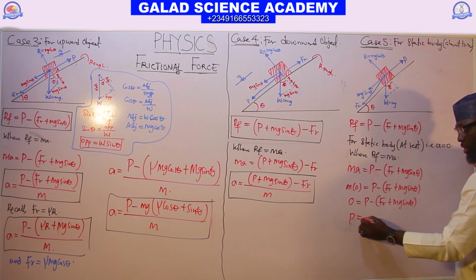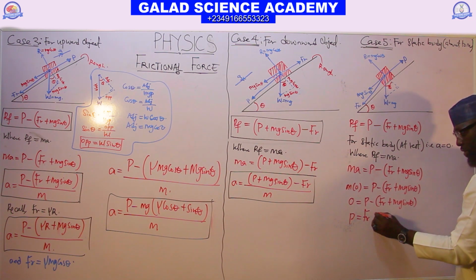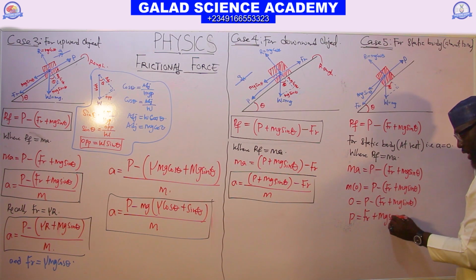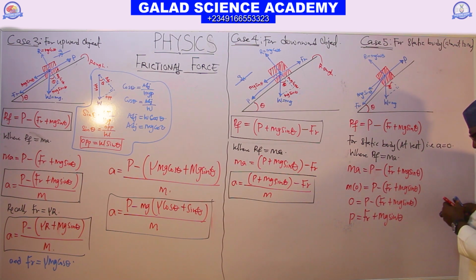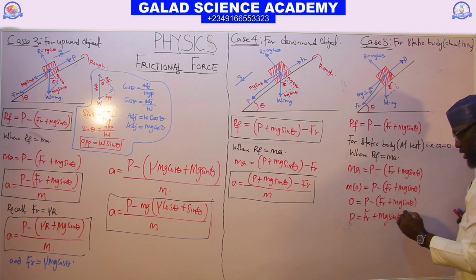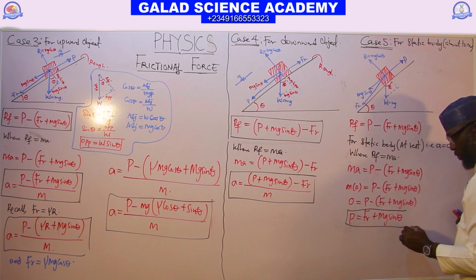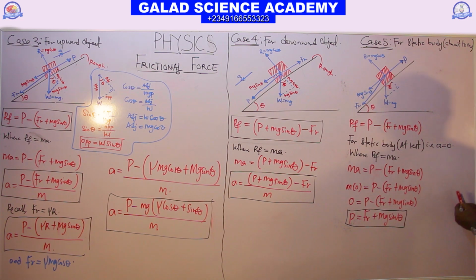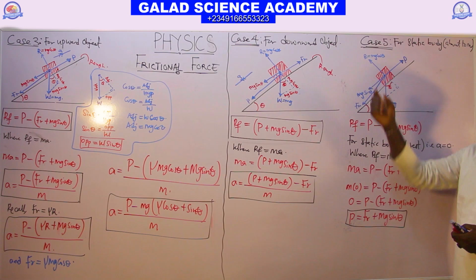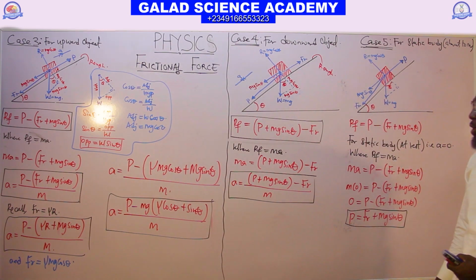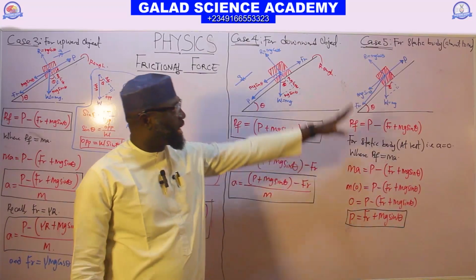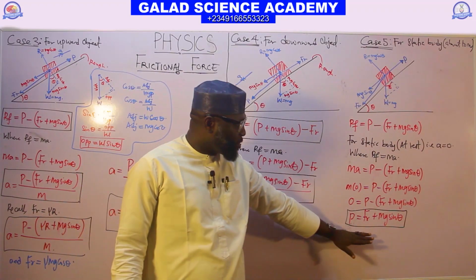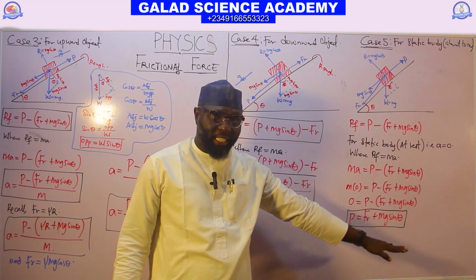You will now have P equal to FR plus MG sine theta. So this is the formula for when the body is at rest. For the object at rest on an inclined plane, the applied force equals the frictional force plus mg sine theta.